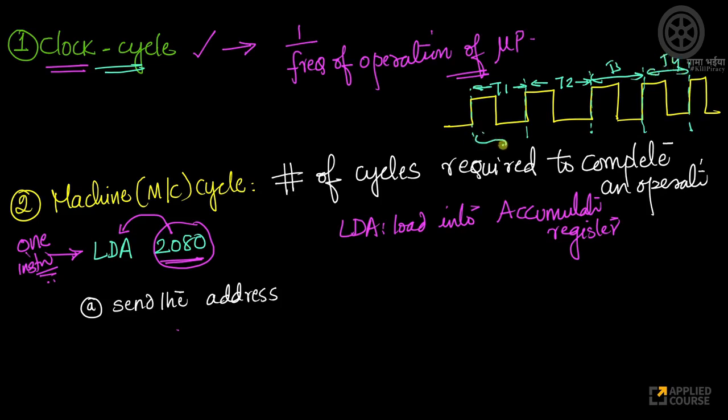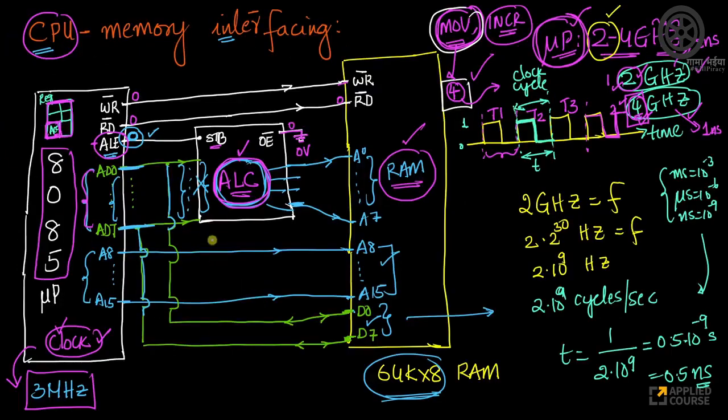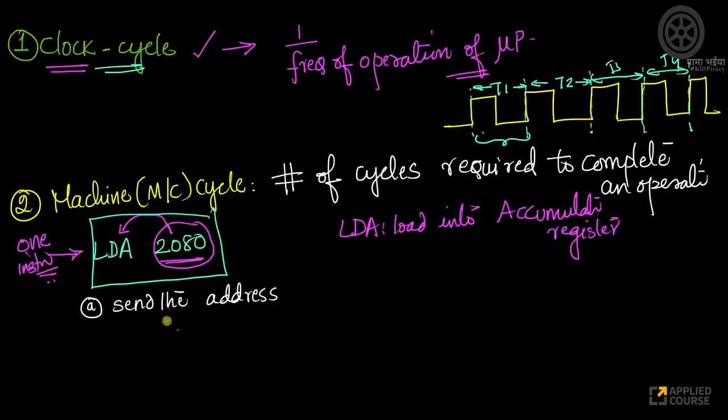In each clock cycle, the microprocessor does one task. This is just one instruction, and one instruction could take one or more clock cycles. An instruction like this could take multiple clock cycles. I'm just giving an example here. I'm not saying this is exactly what happens in the 8085 processor, just a general idea.